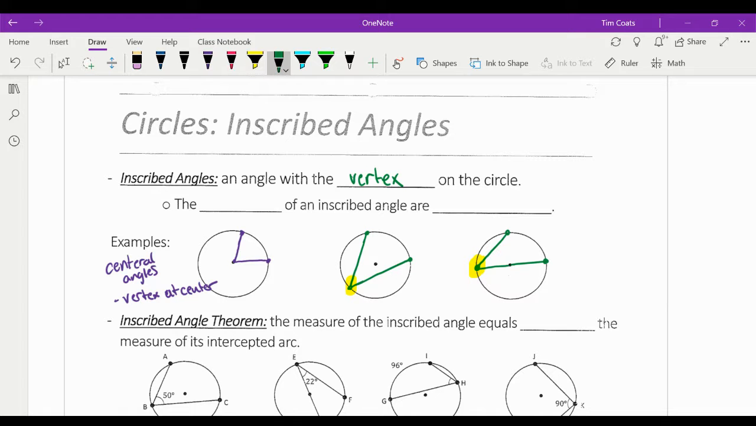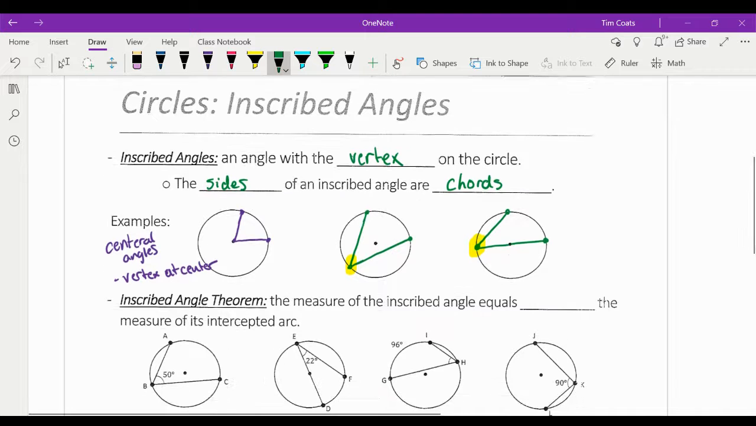Well, what would we call the sides of this? We have the sides of this inscribed angle, and what those sides are called is chords, if you remember that from when we went over circle definitions. A chord is a line segment that goes from one side of the circle to the other.